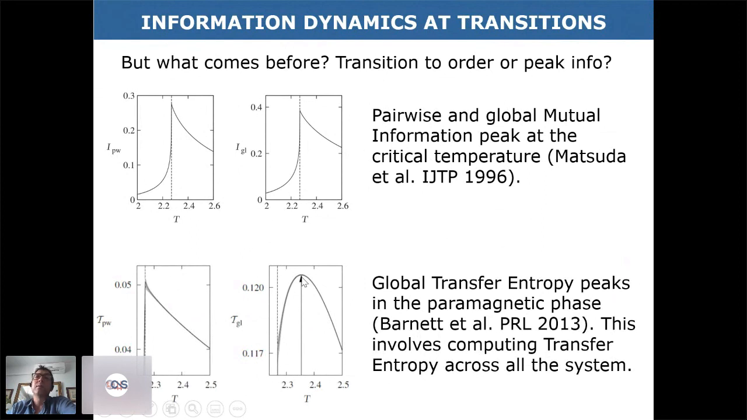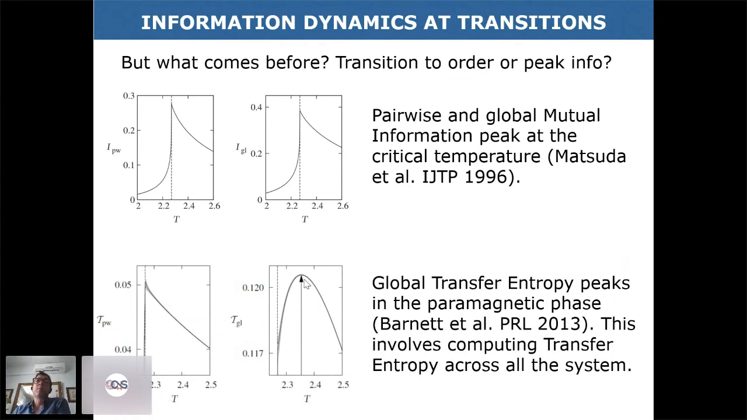So when the temperature is slightly higher, so the system is slightly more disordered while approaching the transition here. The pairwise transfer entropy has a peak at the critical value. On the other hand, the global transfer entropy in the whole system has a peak slightly in the paramagnetic phase.